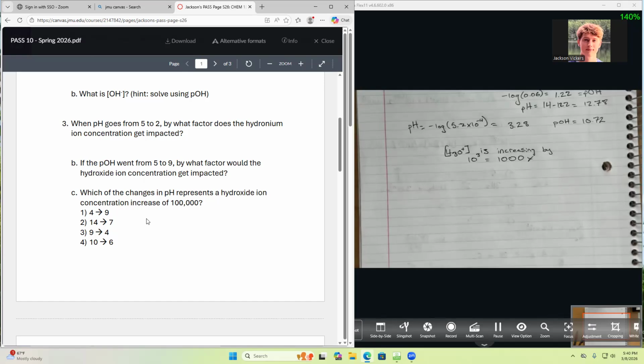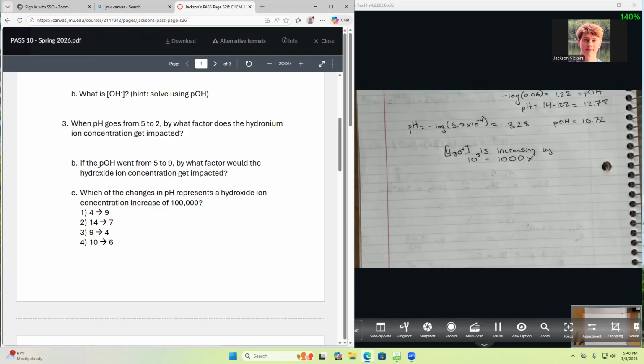I have a few more examples of this though, so let's do it. If the pOH went from 5 to 9, by what factor would the hydroxide ion concentration get impacted? Again, I said this in the last session: when I see pOH, my brain kind of freezes. I can't break down what that means in terms of acidity or basicity unless I really think about it. So I always immediately flip it to pH.